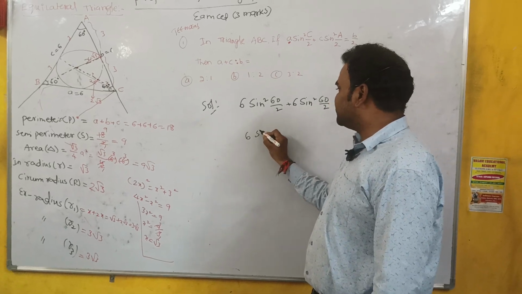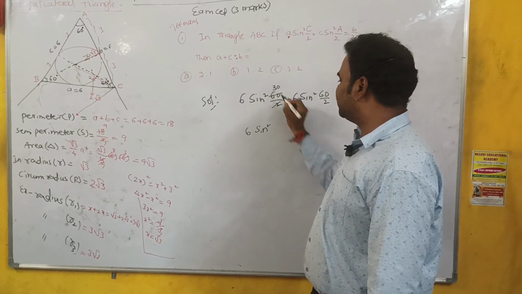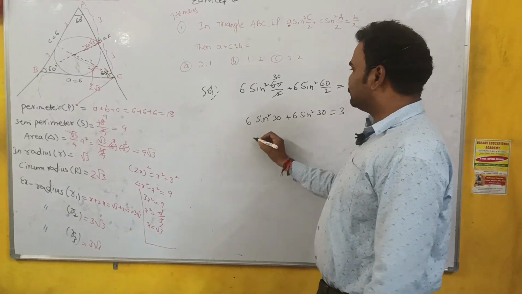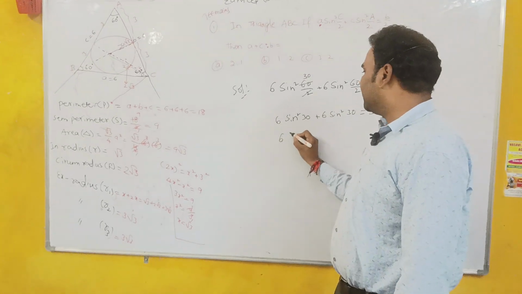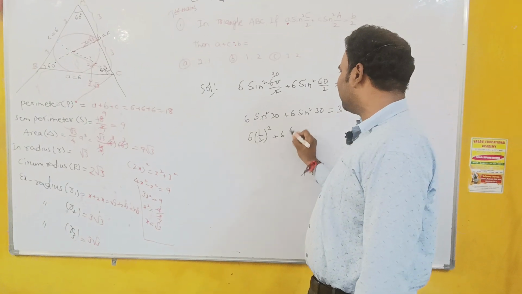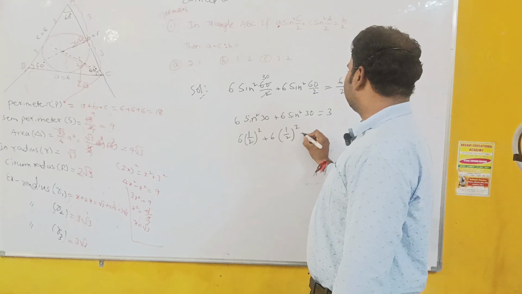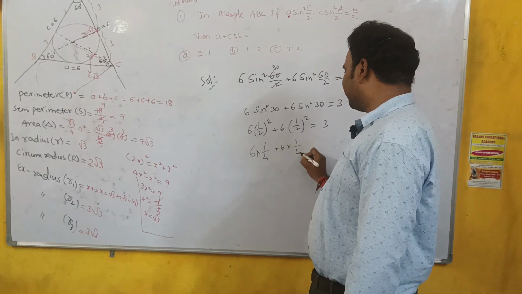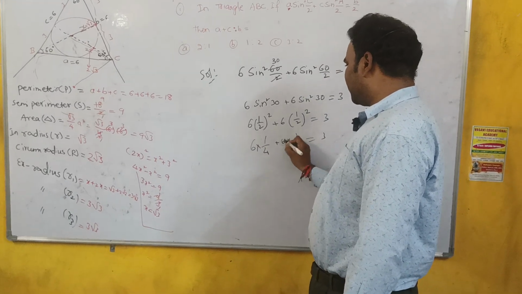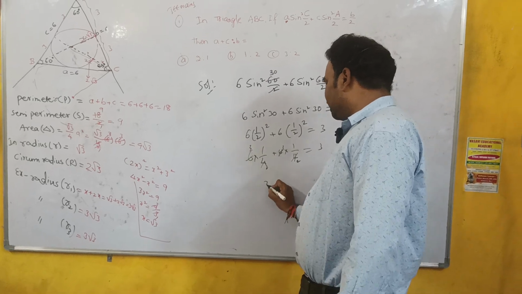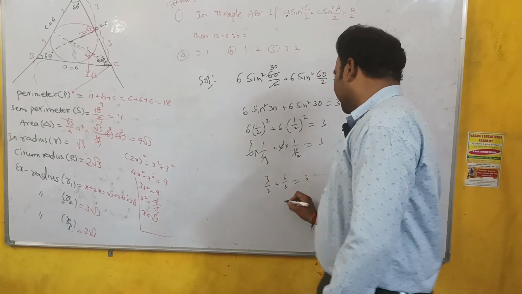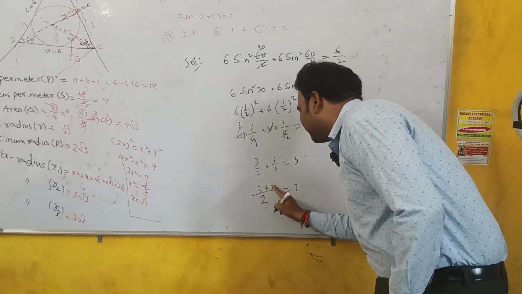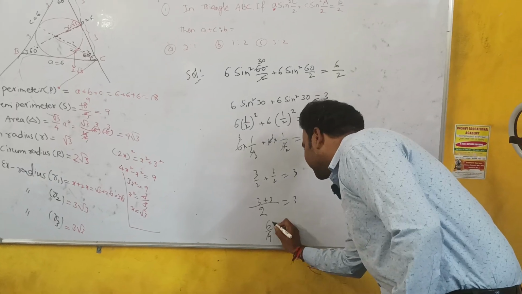6 as it is. 6 sine square 30 plus 6 into sine square 30 must be equal to 3. Sine 30 is equal to 1 by 2. So 6 into (1 by 2) whole square plus 6 into (1 by 2) whole square equals 3. Now 6 into 1 by 4 plus 6 into 1 by 4 is 3 by 2 plus 3 by 2, equal to 3. The LCM is 2, then 3 plus 3 is the numerator, 6 by 2 equals 3.